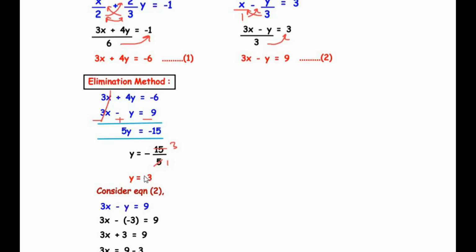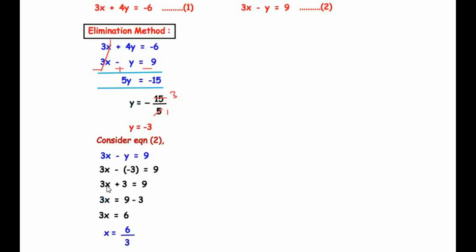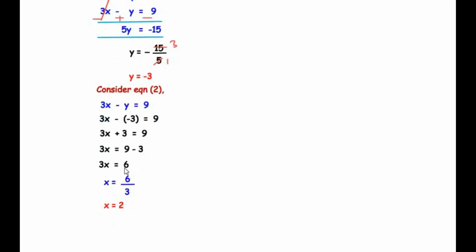Now plugging in the value of y, that is 3x minus of minus 3 equal to 9. Now simplifying this, we get 3x minus of minus is plus 3 equal to 9. Now plus 3 goes on the other side of equal to sign and gets subtracted from 9, giving us 3x equal to 6. Now 3 goes on the other side of equal to sign and divides 6. So 6 divided by 3 gives us the value of x as 2. So here we have the value of x as 2 and the value of y as negative 3.